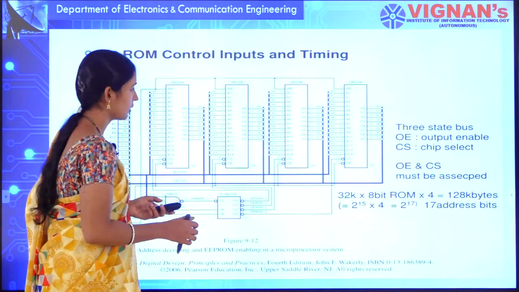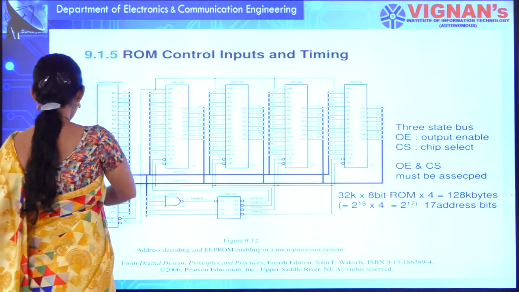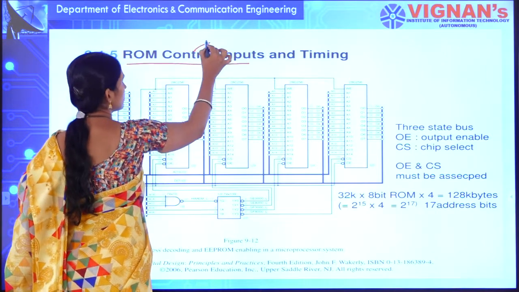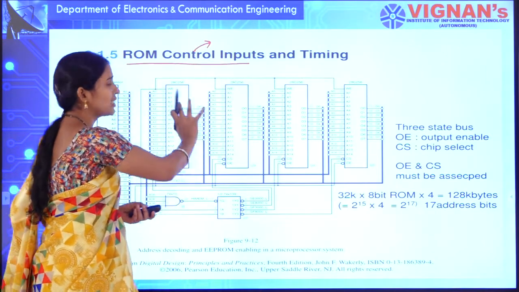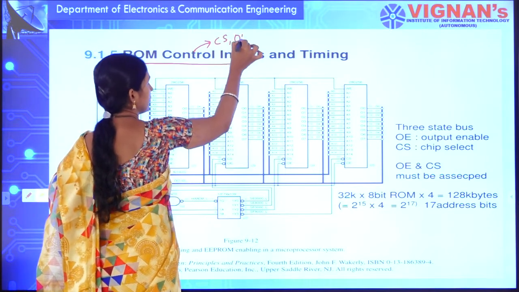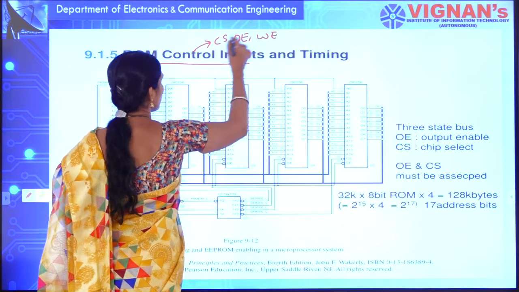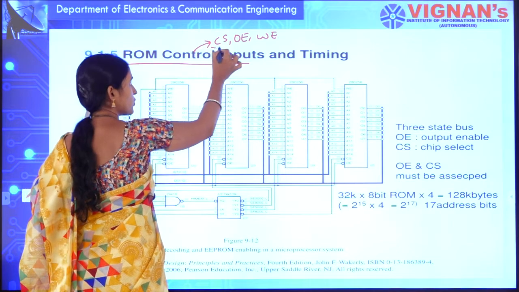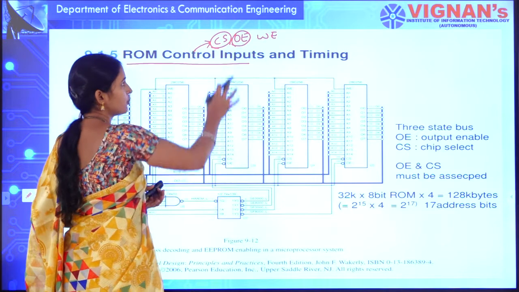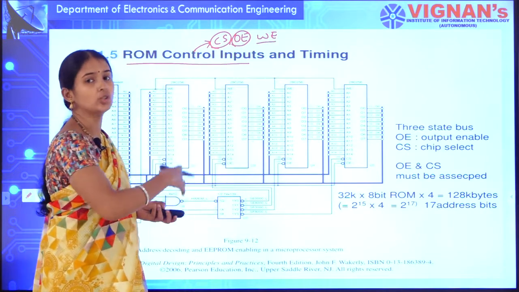Okay, coming to ROM control inputs and timing. I want to tell you here about ROM control inputs. What are control inputs? How can you control that chip? With the help of chip select, output enable and write enable inputs. These are your control inputs. That means you can select that particular chip, access the data from that chip by using output enable, and by using write enable write the data into that particular chip.